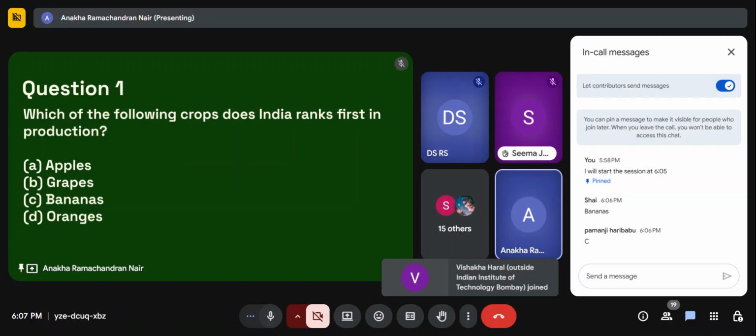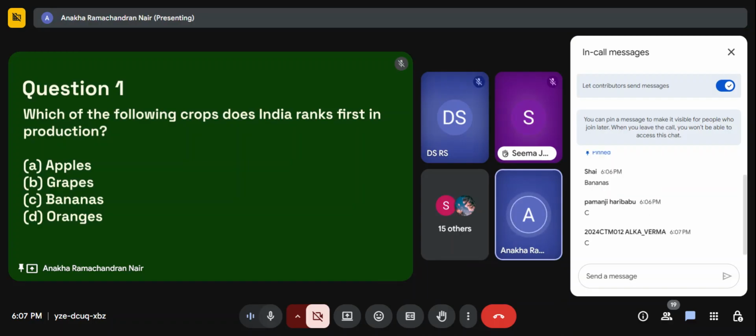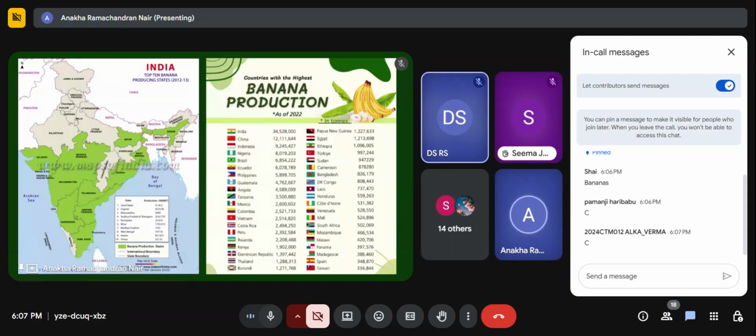All right. So I'm not seeing anything in the chat as such. So yes, the correct option is option C. It is bananas. We are the largest producer of bananas in the world. We produce around 3.4 crore tons of bananas per year, right? So the correct answer is option C.